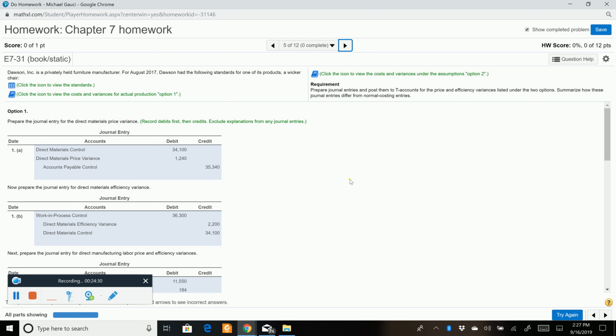And last but not least, in this chapter, we are taking a look. I'm only going to look at option 1 in this homework problem, where we're actually recording the journal entries. For those of you with a textbook, the journal entries are laid out on page 262 and 263. All right, now what we have here, you can see for how we're going to record the journal entries is as follows.